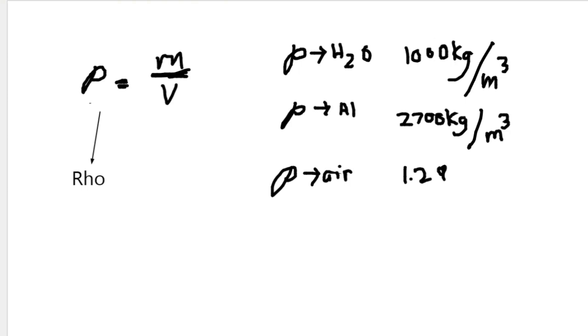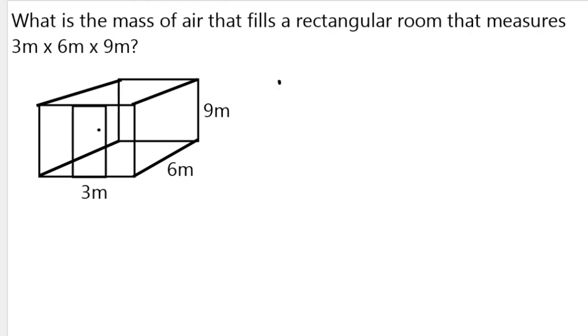The density of air is 1.29 kilograms per cubic meter. Compared to water and aluminum, the density of air is pretty small. That's why we can just walk around here, right? So now let's go to some problems.